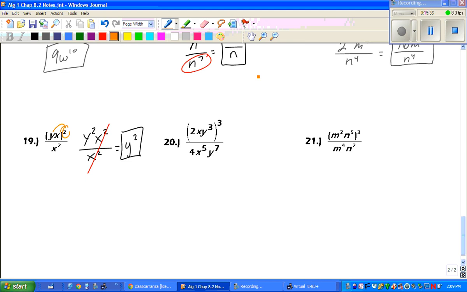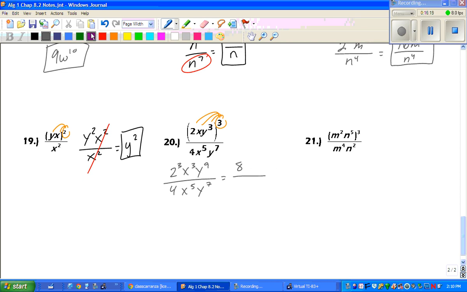Okay. A lot of work to do on this one, so let's go ahead and distribute everything. We get 2 to the third, x to the third, y to the ninth, all over 4x to the fifth, y to the seventh. Okay, so let's do a couple of things here. 2 to the third is 8. Okay, so that's the first thing that we did.